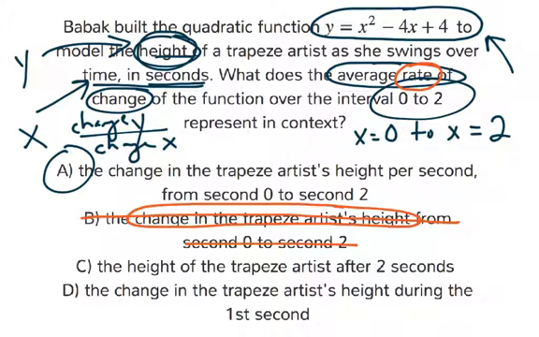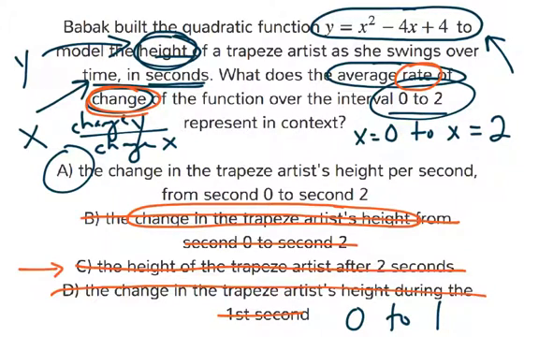C, the height of the trapeze artist after 2 seconds. Again, the key word here would be change. The height of the trapeze artist after 2 seconds doesn't change. And then D, the change in the trapeze artist's height during the first second. So that's kind of from 0 to 1. Right, that's the interval of the first second. Well, we have this interval 0 to 2, so that last one's also not going to work. We'll stick with A as our answer here.